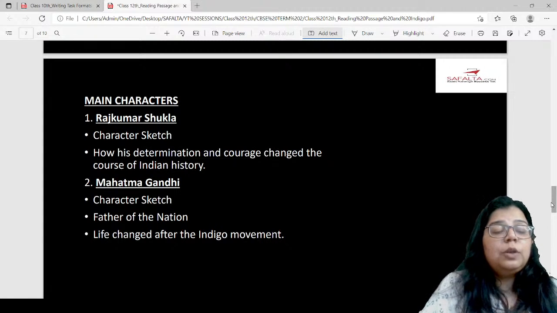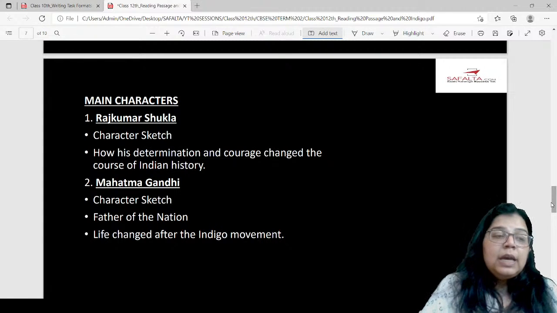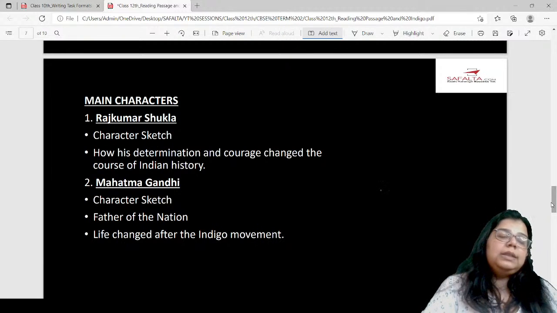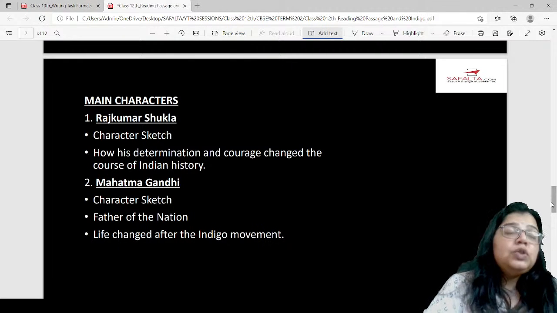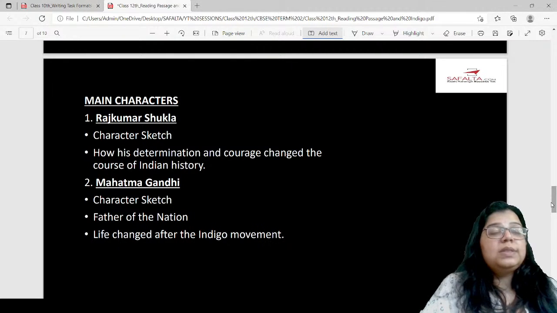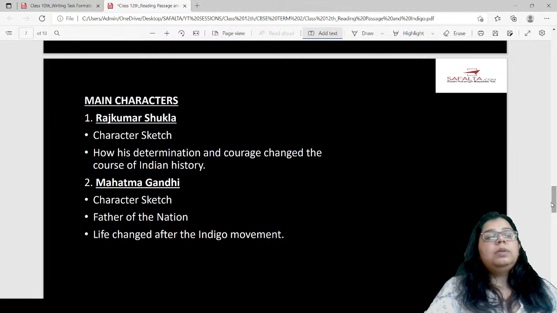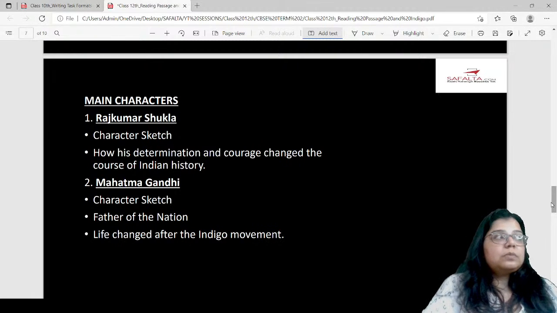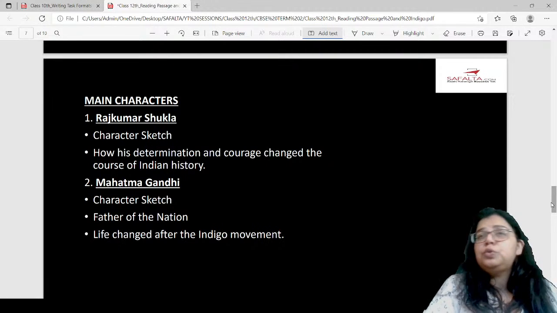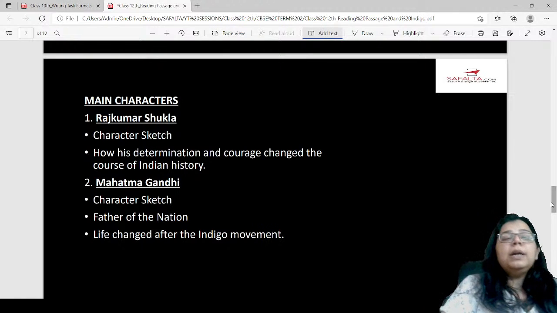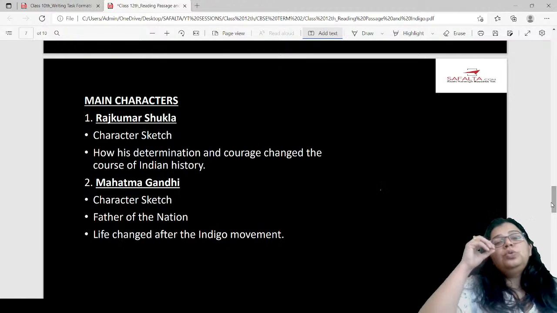Now the first one is the character of Rajkumar Shukla itself. So of course the central protagonist is Mahatma Gandhi, but the man who brought Mahatma Gandhi to Champaran and Motihari was Rajkumar Shukla. So the character sketch of Rajkumar Shukla becomes very important. See, in those times, only well-known lawyers or literate people or rich business class people, politicians were close to people like Mahatma Gandhi. Mahatma Gandhi did not really have access to the common man.